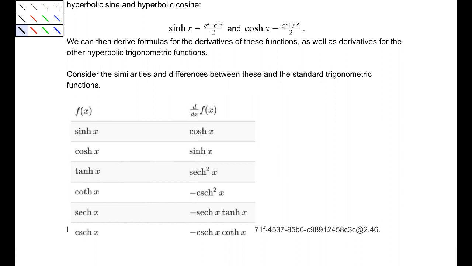We've got tangent to secant squared. That one still works. Cotangent to cosecant squared sort of still works. We have a negative. Remember that negative sign there. Secant to secant tangent, the negative sign is there again. Cosecant, the hyperbolic cosecant, the derivative of that is cosecant cotangent, which is what it was before, except we have a negative sign there. So keep track of that.